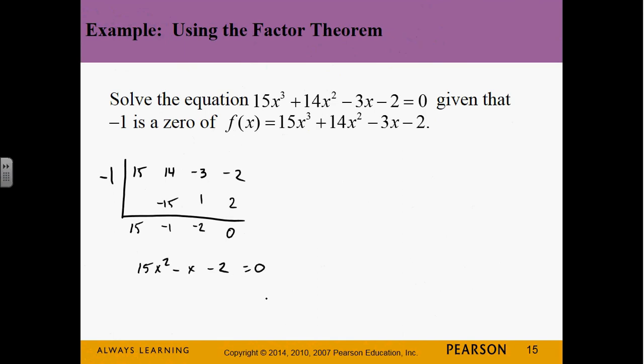If I set that equal to 0, then I can factor this. 15 will be 3x and 5x. 2 will be 2 and 1. I need it to be negative, so negative plus. That will factor as 3x plus 1, 5x minus 2. Is everybody good with that? Is everybody strong in their factoring skills? Yes. You either factor it or use quadratic equation.